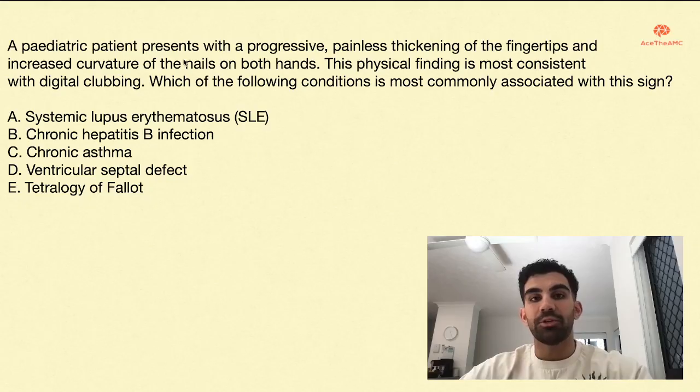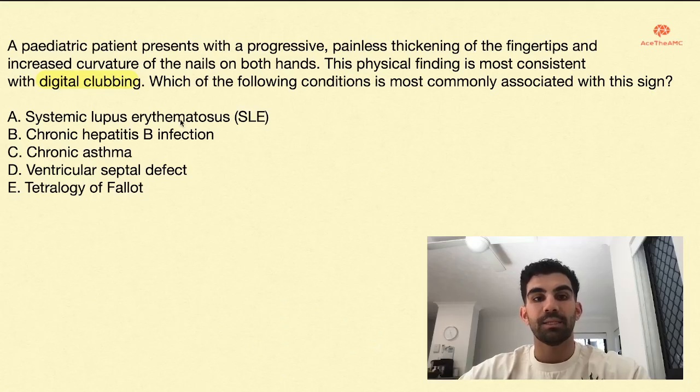Today we have a pediatric style AMC recall question. So if you want to pause the video, have a look at the question, answer it, and then I'll get into it. So we have this picture of a kid with digital clubbing, okay? And all it's asking for is what is most commonly associated with this sign. So let's go through the answer options.